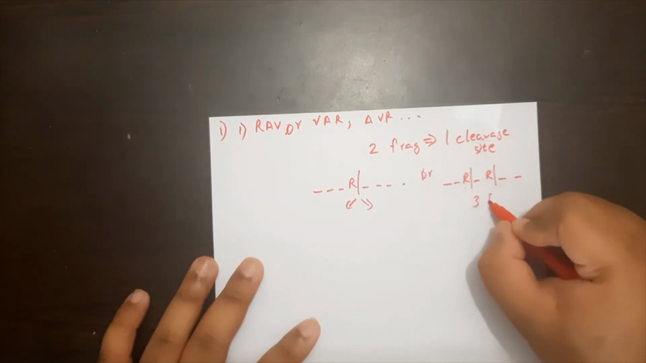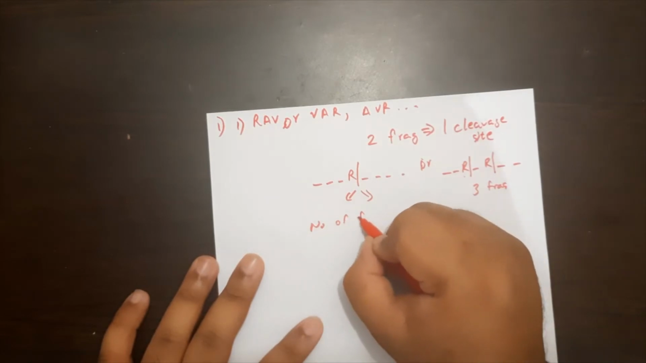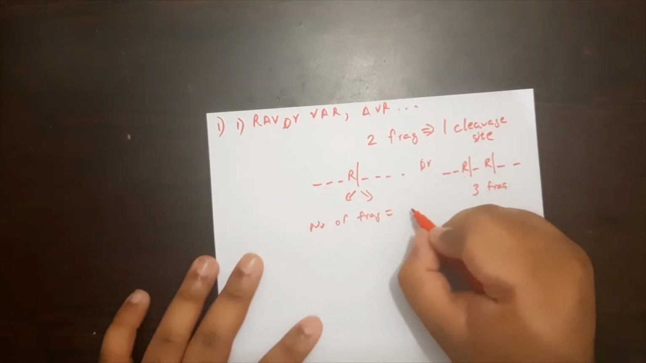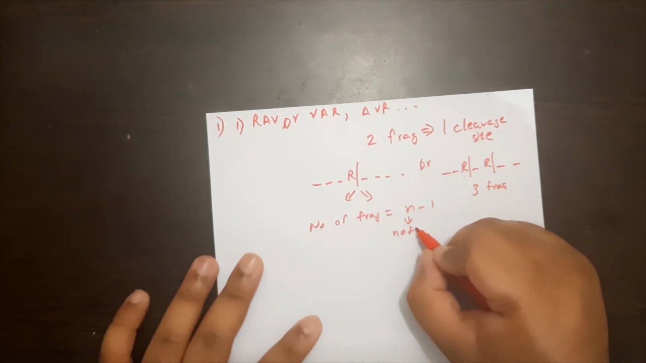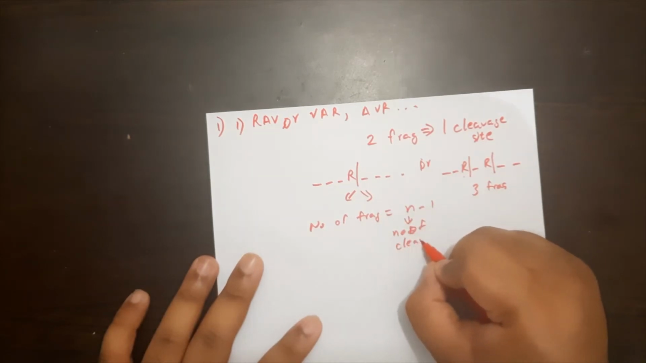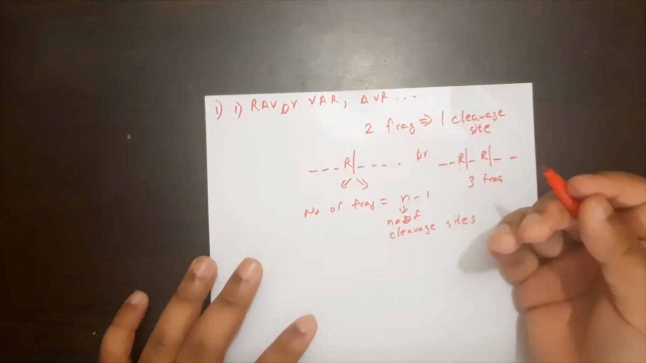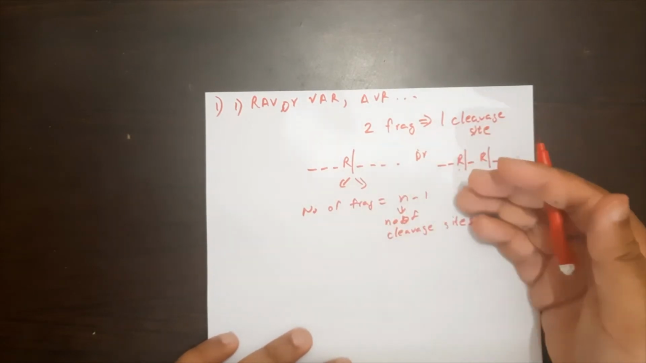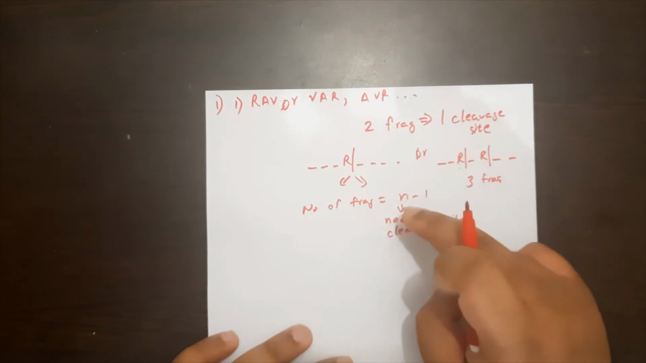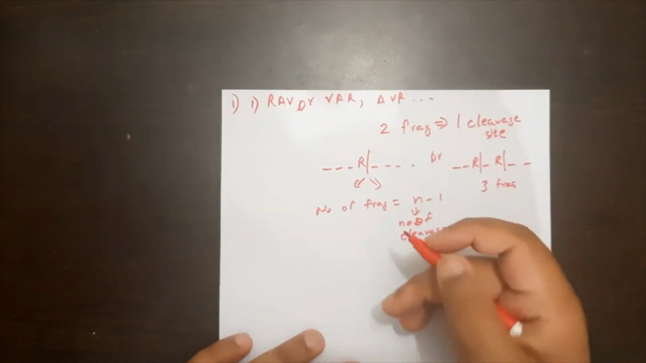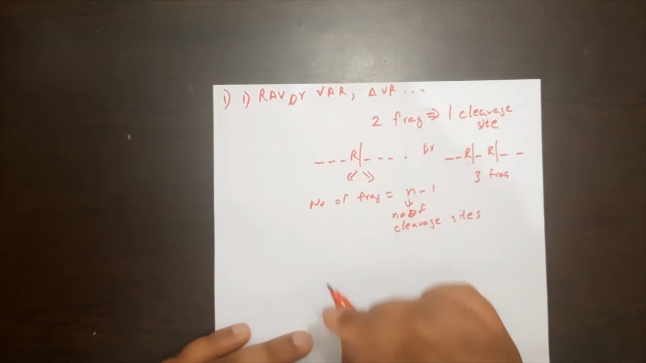We'll get three fragments. So the number of fragments is always equal to n minus 1, where n is the number of cleavage sites. This is usually the rule that is followed. If you look at the general principle, this is what actually happens: the number of fragments is equal to the number of cleavage sites minus 1. So using that, if I'm finding two fragments, then there is only one internal cleavage site.